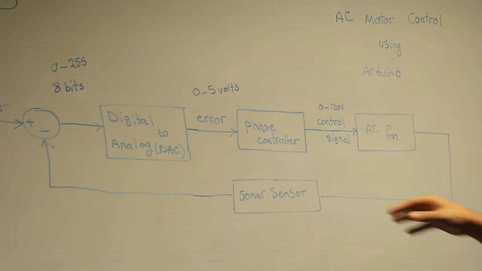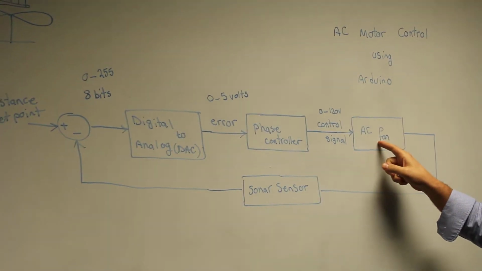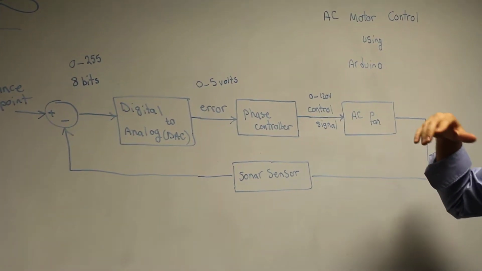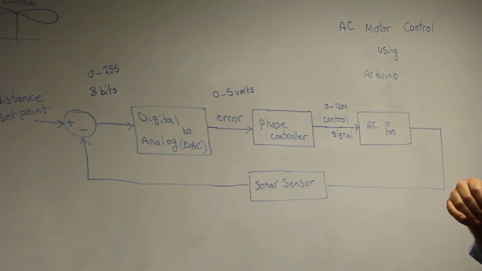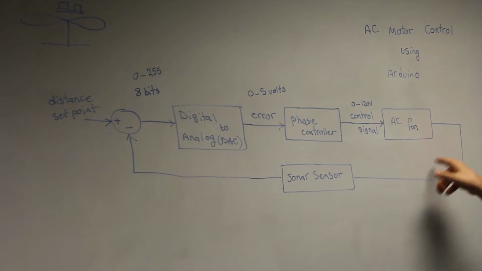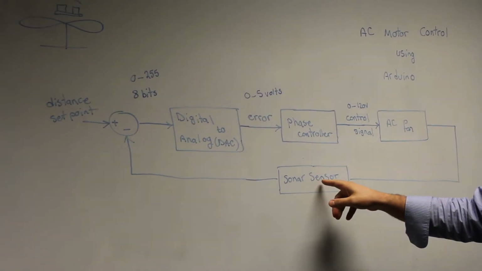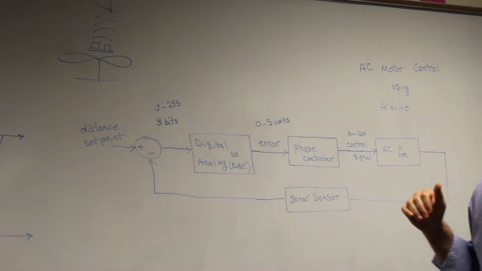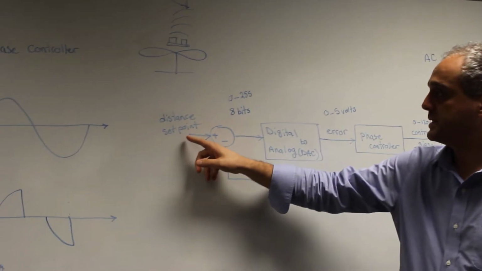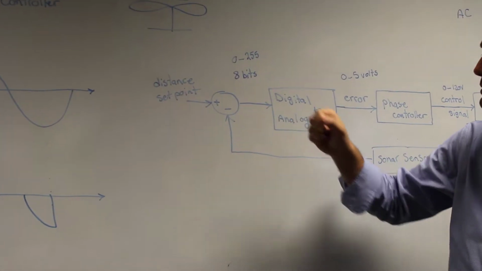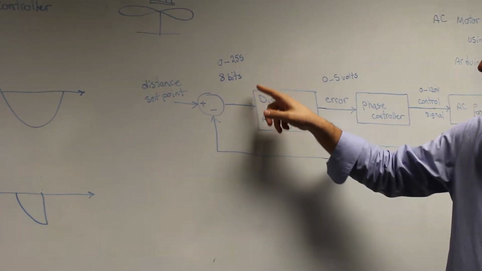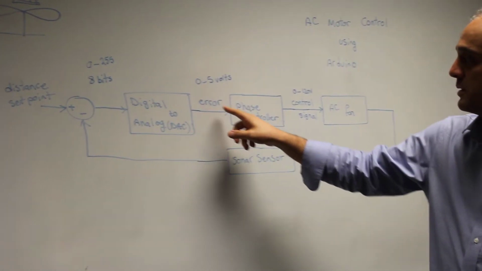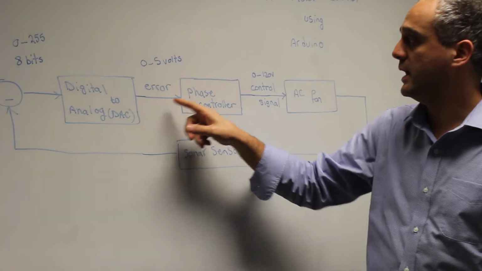This is the control block diagram, where we want to control the speed of the fan by measuring the distance of the balloon above the fan. Basically, this is a closed loop system in which we feed back the sonar sensor value, which is the distance of the balloon from the fan, and compare it with the set point, which we usually set with a potentiometer, to receive an error. The error goes to the controller, basically to the DAC, digital to analog, and then goes to the phase controller.